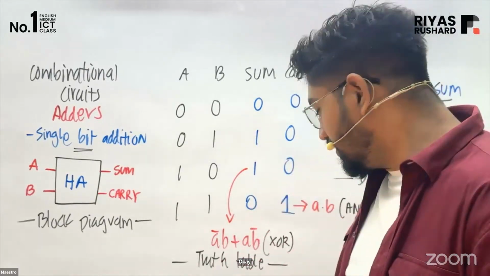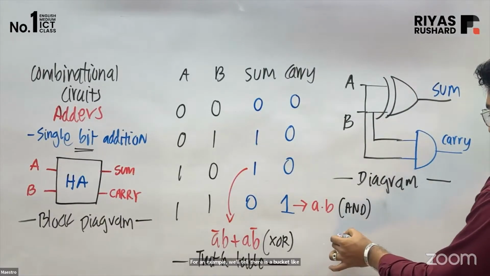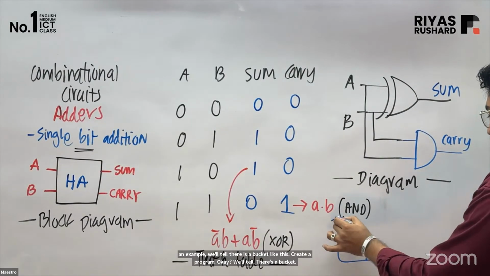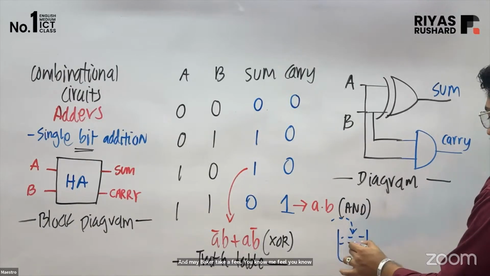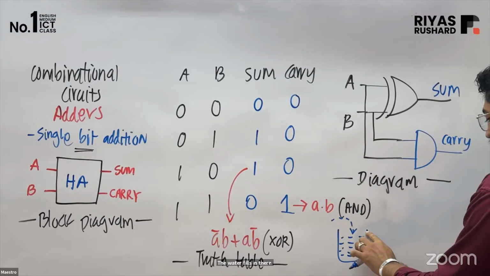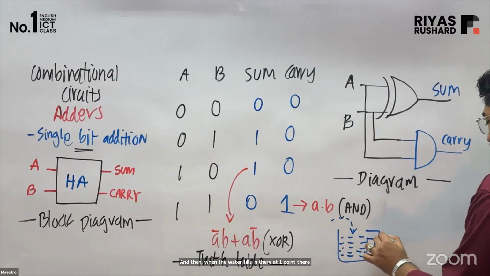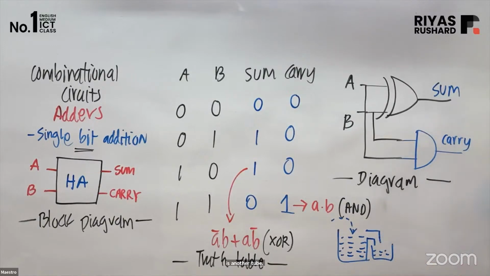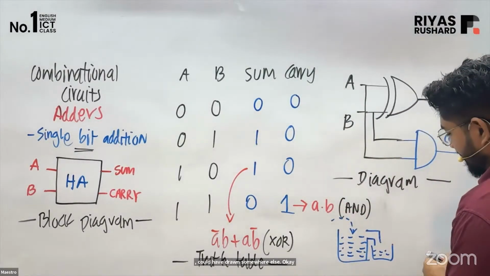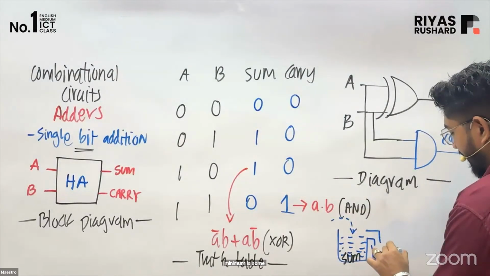For example, let's say there is a bucket like this, and the water fills in there. When the water fills up, at one point there is another tube which saves the excess in another bucket. I don't know why I drew it in this space, I could have drawn it somewhere else. The excess bit is known as the carrying value.